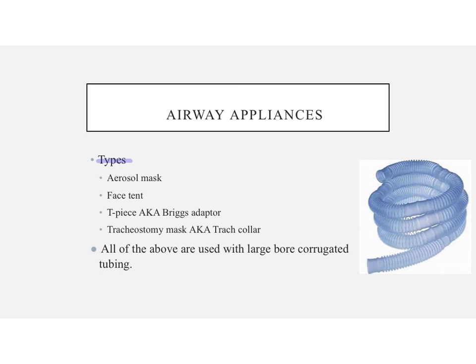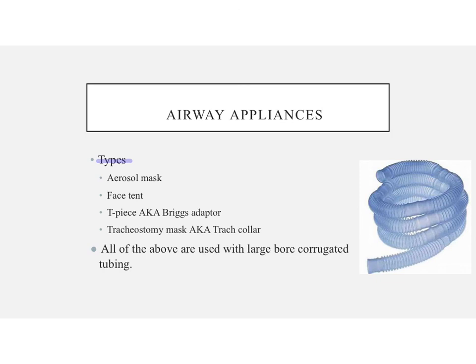All of these are used with large bore corrugated tubing, which is this picture here. So it's usually blue. You'll have two sides with one that's connecting to the patient and the drain bag, and then the second piece is connected from the drain bag to the large volume neb. And remember, you want to keep that drain bag at the lowest point so that the condensate drains into the drain bag rather than going back to the patient.